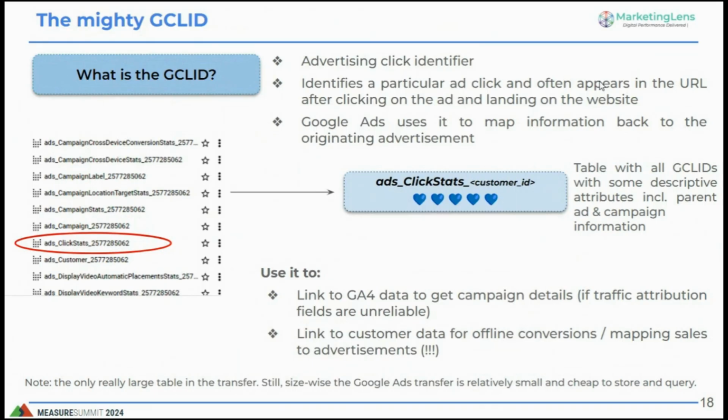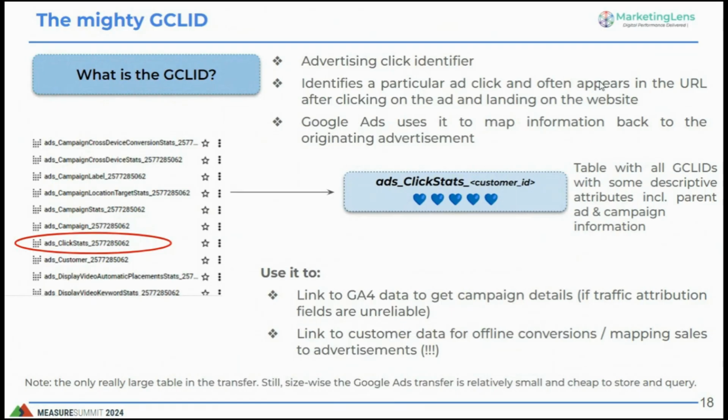Sometimes there's also UTM parameters, sometimes there's only the GCL ID. But Google Ads uses it to map information back to the originating advertisement. And the good thing is that you can do the same thing using this table. So the click stats table is a table with every single GCL ID with some descriptive attributes about the parent ad group, campaign, and some corresponding information that can be useful when you want to look up where that click came from. Also the dates and all these things.